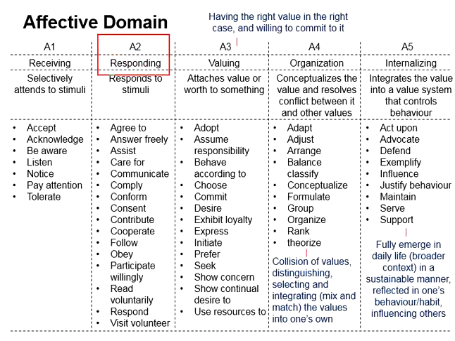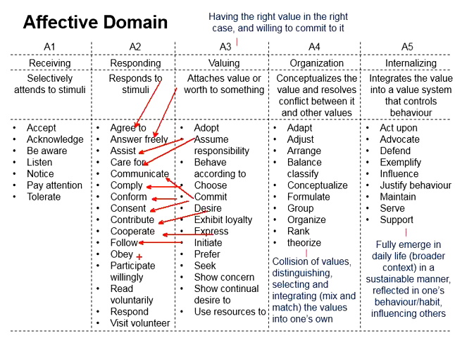Now the second level here will be responding. You have stimuli and you will need to respond to the stimuli. This shall include agree to, answer freely, assist, care for, communicate, comply, conform, consent, contribute, cooperate, follow, obey, participate willingly, read voluntarily, respond, visit, volunteer, and so on so forth.